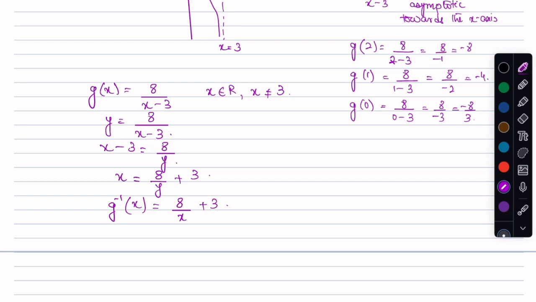So this is my g inverse function, and here the value of x where it should not be defined is that x should not be equal to 0, because we know if x becomes 0, 8 divided by 0 becomes undefined, and this is what we do not want for the function validity. Therefore, the value of x which should not be there is x equals 0. So this is what the inverse function for g is going to be.